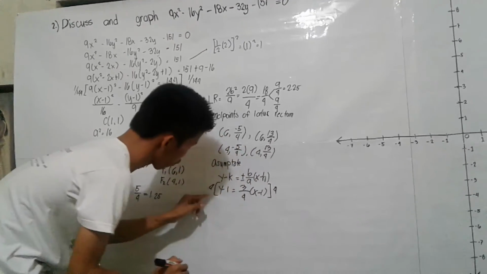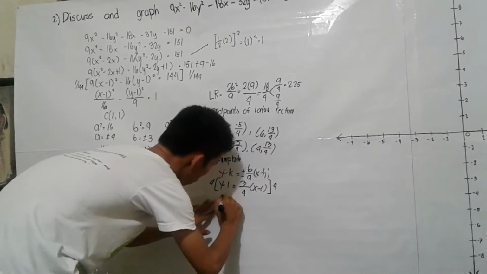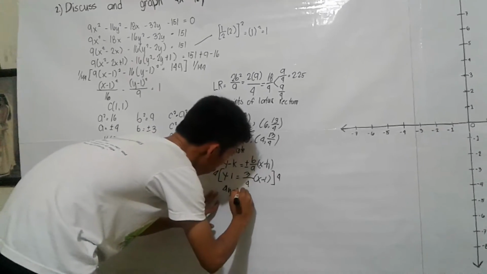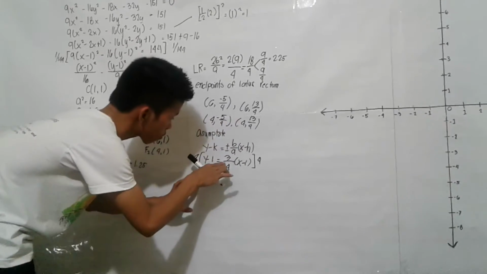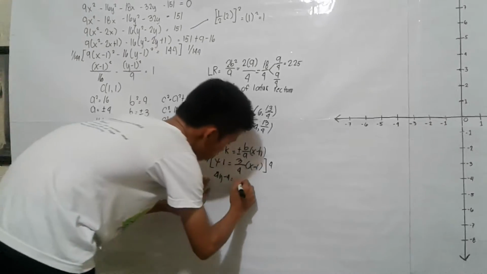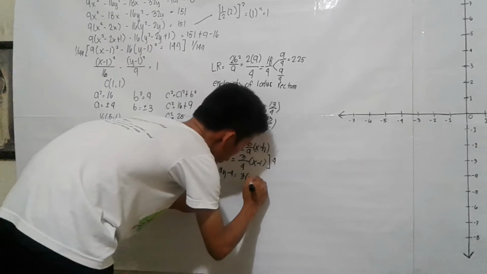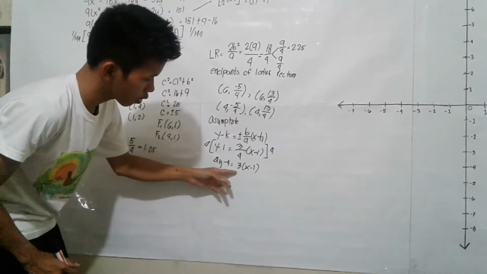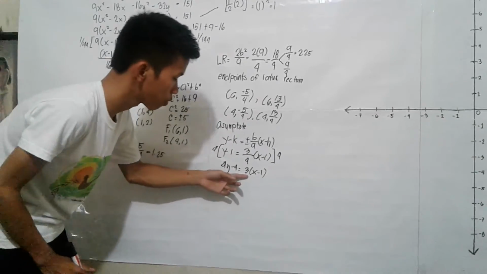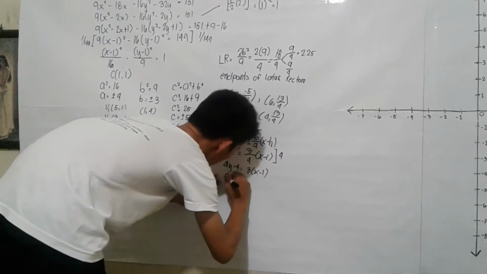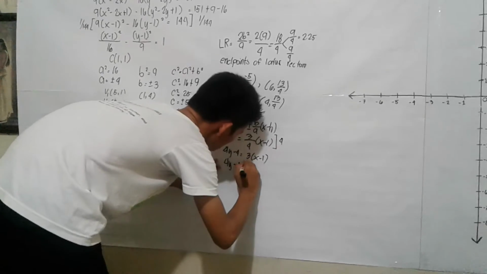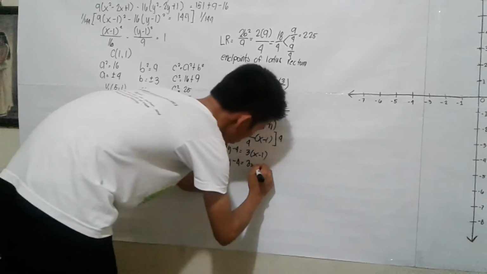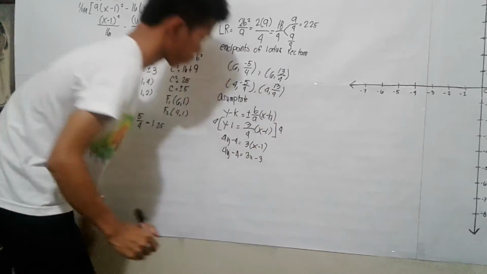So 4 times y is 4y. 4 times negative 1 is negative 4. So 4 times 3/4 x becomes 3x. Then distribute the 3. So this will become 4y minus 4 is equal to 3x minus 3. 3 times negative 1 is negative 3.